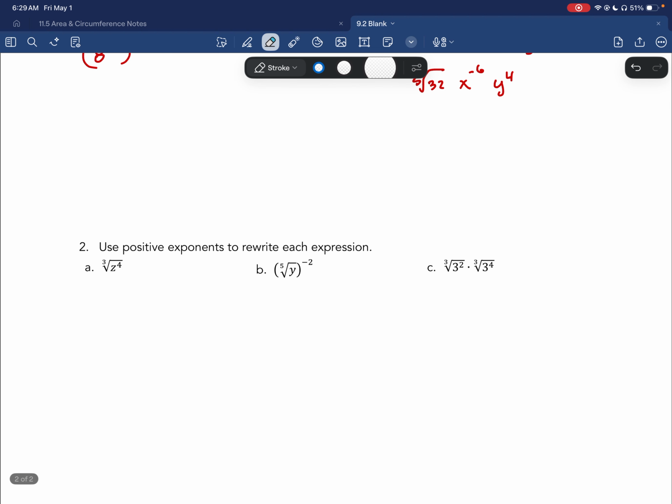And then more practicing over here with just positive exponents, so changing it from that square root into an exponent, okay? And just get it as simple as it can, and then make sure everything's positive.